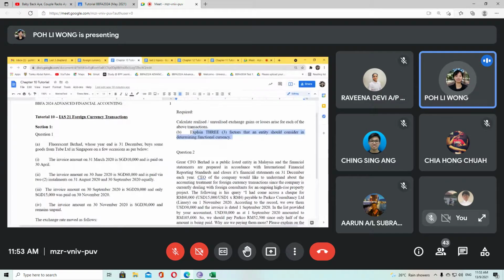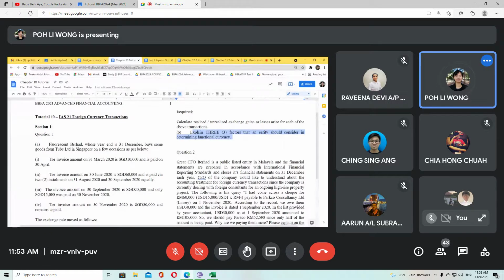Second, borrowings must be based on the currency that the country has designated. And the last one is your labor, wages, everything. The expenses that you are incurring are based on the currency that the country has already considered in determining functional currency.